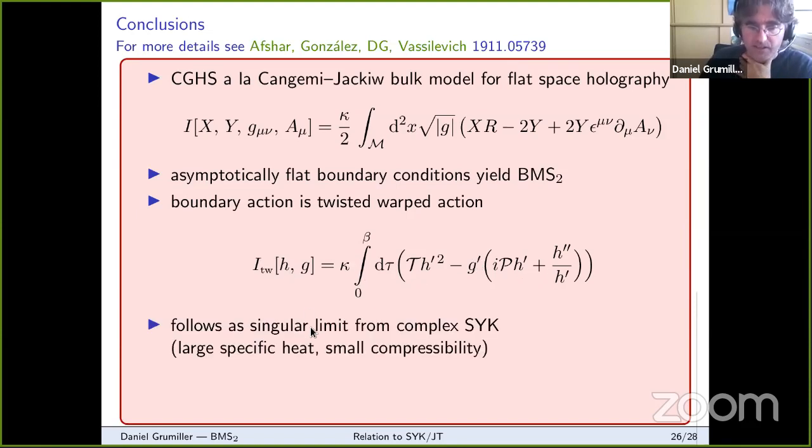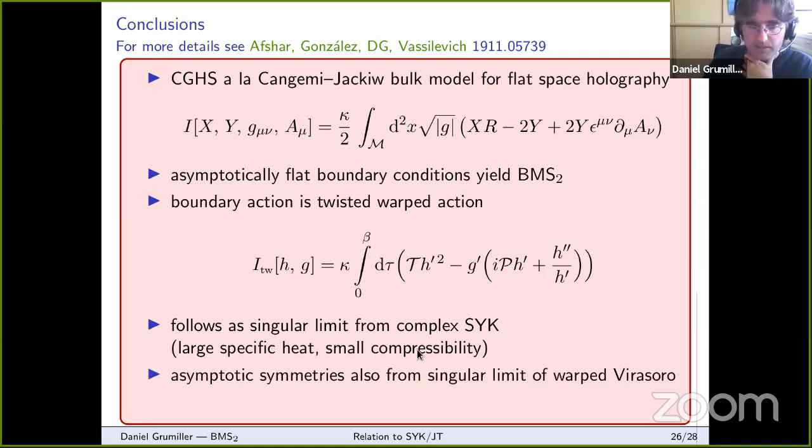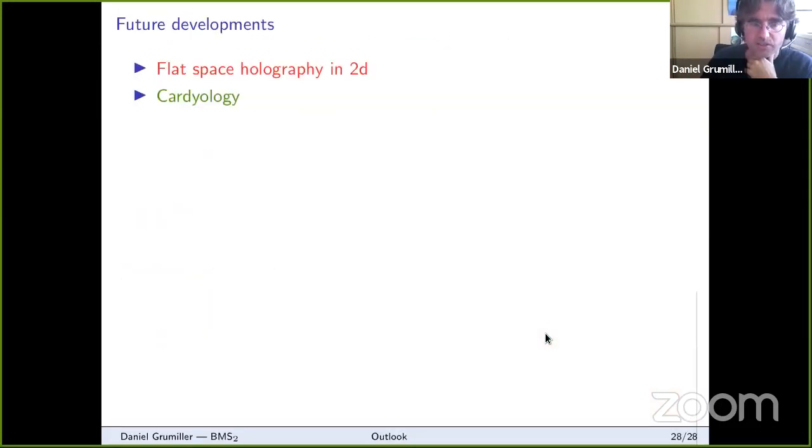This action follows as a singular limit from complex SYK in the limit of large specific heat and small compressibility. And also the asymptotic symmetries follow from a singular limit of warped Virasoro. So the main conclusion here is this could be a useful toy model for flat space holography. And let me just put these points as an outlook. There's more you could add, like this islands discussion by Hartman, Shaghoulian, and Strominger, and other stuff.